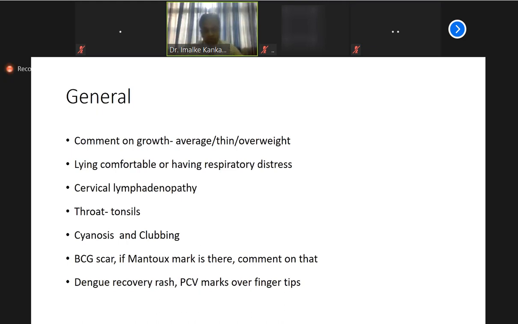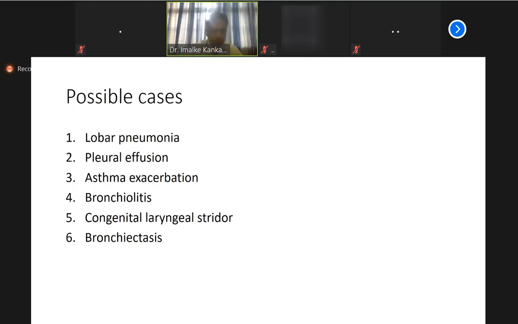And so this is a likely case. So dengue recovery rash can be there and PCV marks over fingerprints. The pleural effusions in children are most likely due to dengue fever. Pleural effusions in children are highly likely to be on right side as well because of that reason. So very few cases. So lobar pneumonia, pleural effusions. Out of that, I would say pleural effusion is the commonest.